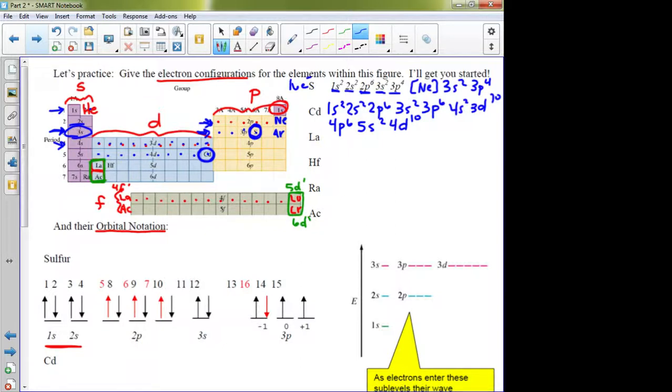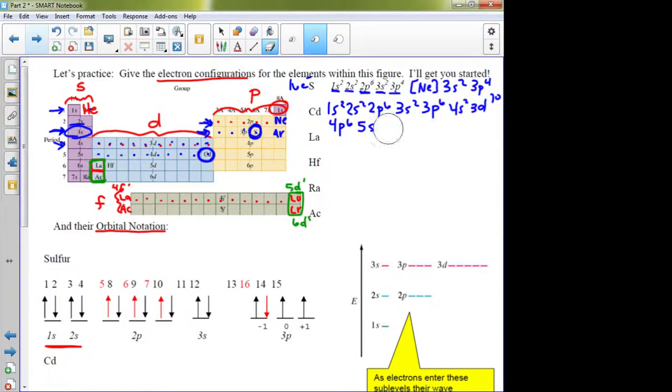We see that? And do you see how long it gets? Okay, so imagine when you start picking up the ones down here in the f columns, and the 5d and the 6d. It gets really, really long. So does everybody have this? Because I'm about to erase it.